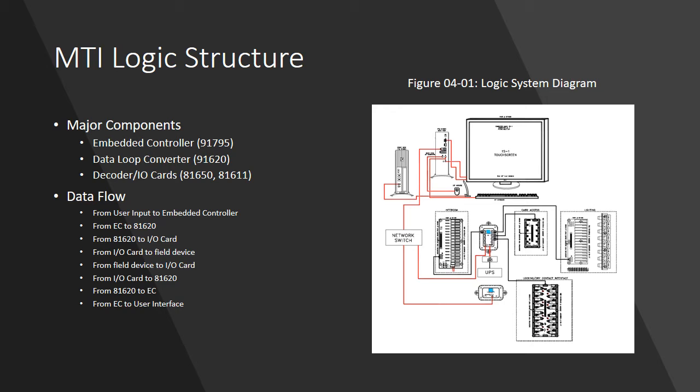And then in reverse, the field device input goes to the I/O card or decoder. The decoder translates that onto the data loop to the 620. The 620 then translates that to TCP/IP to the embedded controller, and then the embedded controller applies the logic and passes that on to the user interface on the MTI control station.